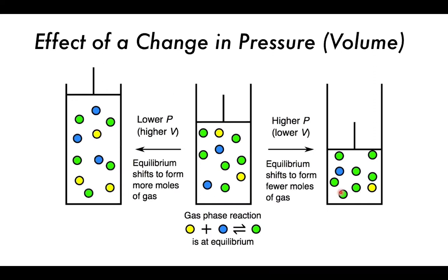But then if we reduce the pressure, so we pull the plunger up, we increase the volume. And so in order to fill this extra space, to try and approach equilibrium again, the equilibrium shifts to produce more moles of gas. And so the green sphere or circle has been consumed to produce the yellow and blue.